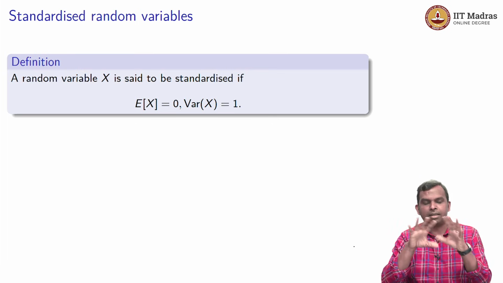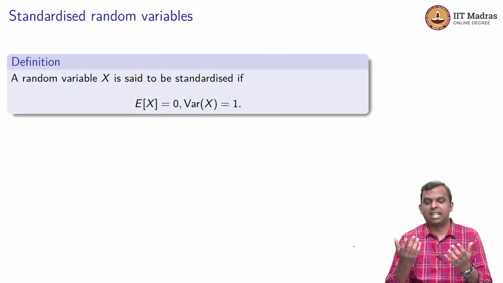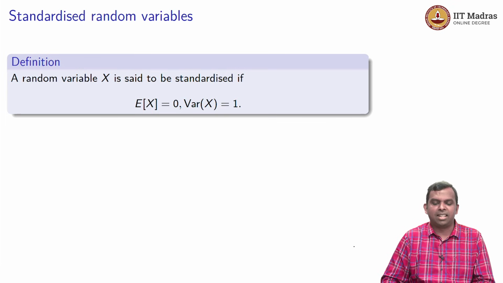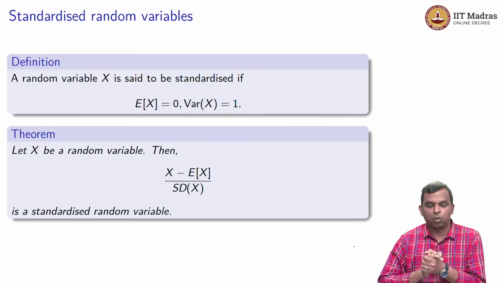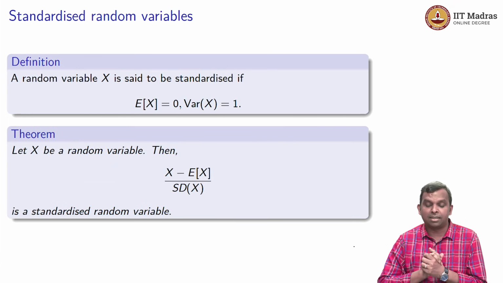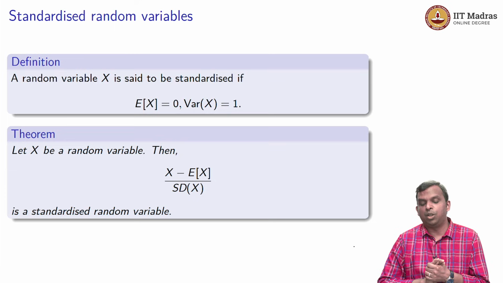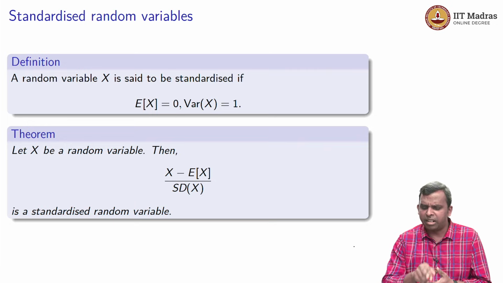Now what about the variance? The spread may be a lot. Can we standardize the variance? It turns out making the variance 1 is a sort of standardization. And here is this wonderful theorem. If you have any random variable x, with some expected value, standard deviation, etc., then x minus E of x divided by SD of x is a standardized random variable. You can try and prove this.